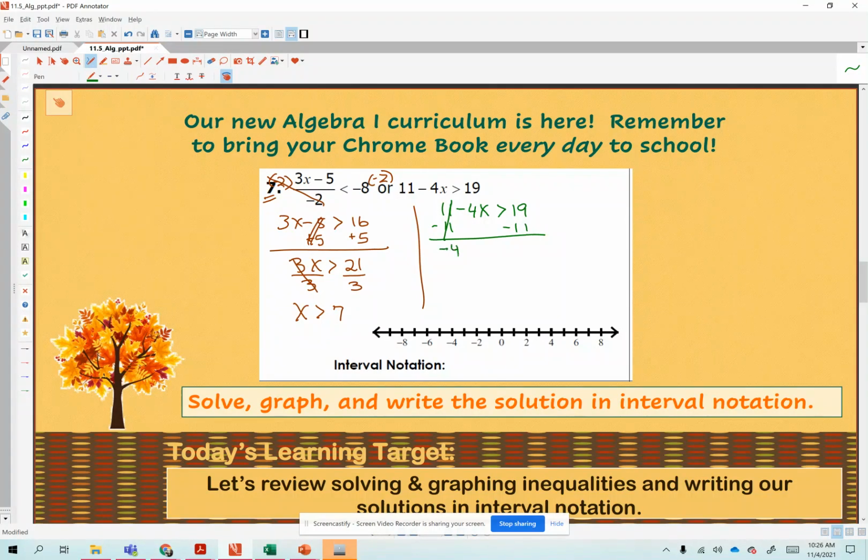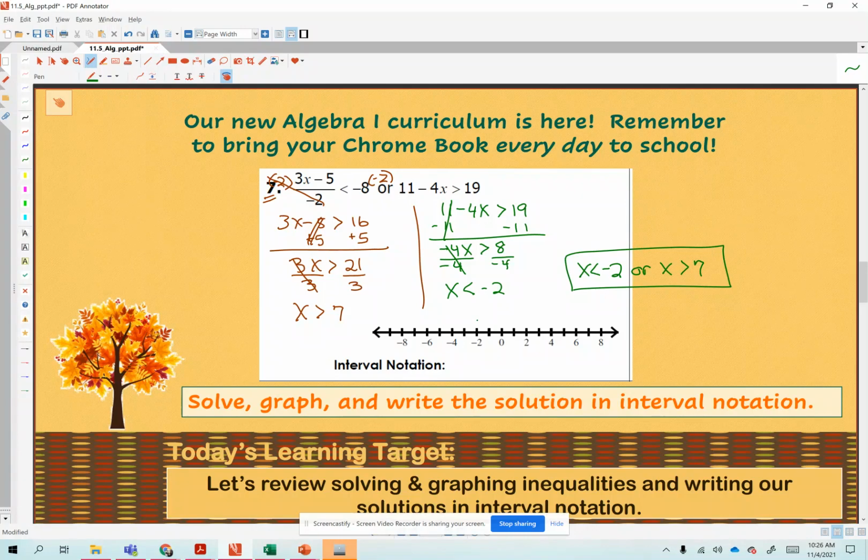So we have -4x is greater than 19 minus 11, which is 8. And now we divide both sides by -4, which means we need to flip the inequality. So x will be less than -2. So our final answer here is x is less than -2, or x is greater than 7, which we will graph.